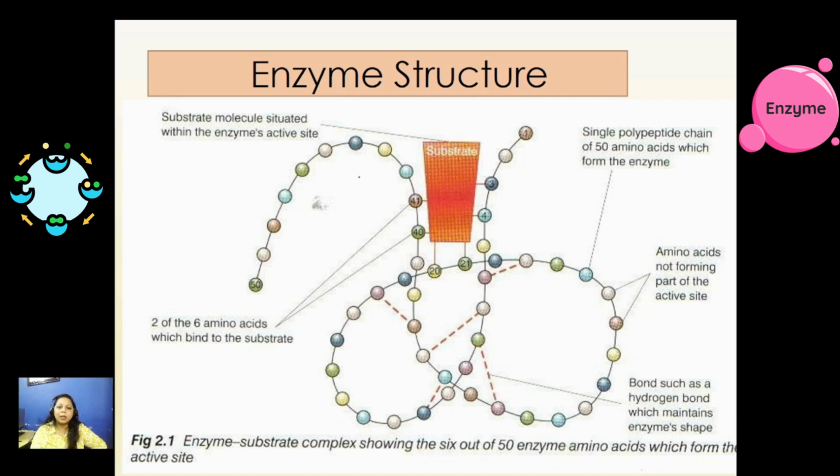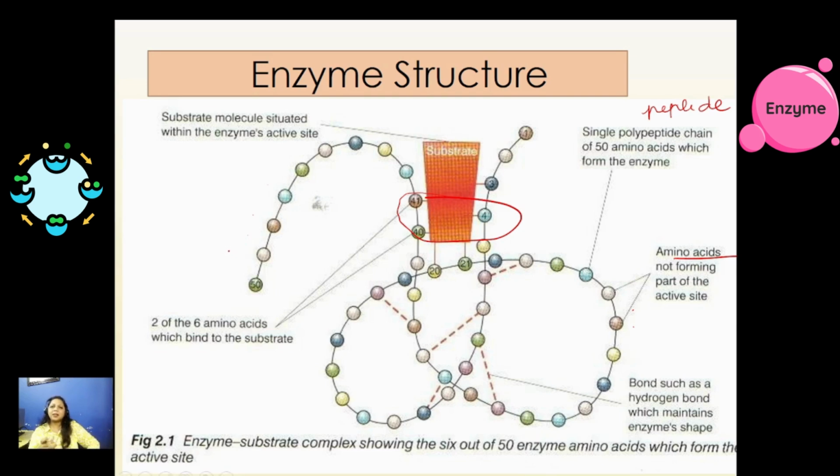These are small amino acids that join through a peptide bond to make a long chain. So amino acids are involved. Then there is a part called the active site. Let's say this one is the active site. Only here can the reaction occur, while if you talk about these, the reaction cannot occur here.